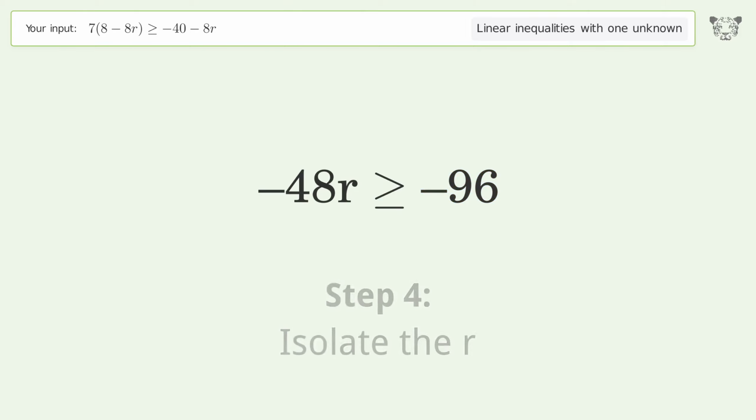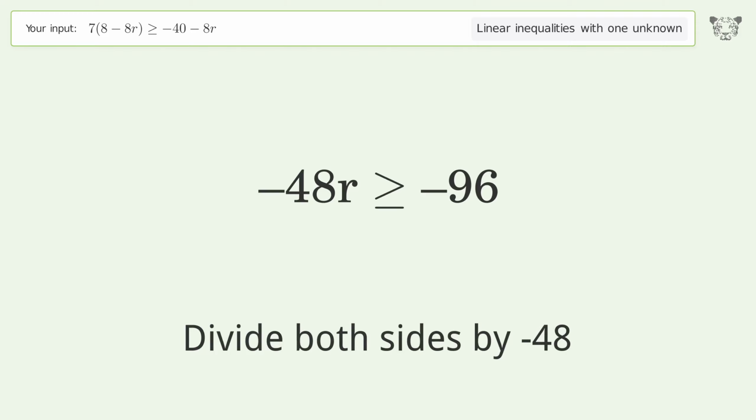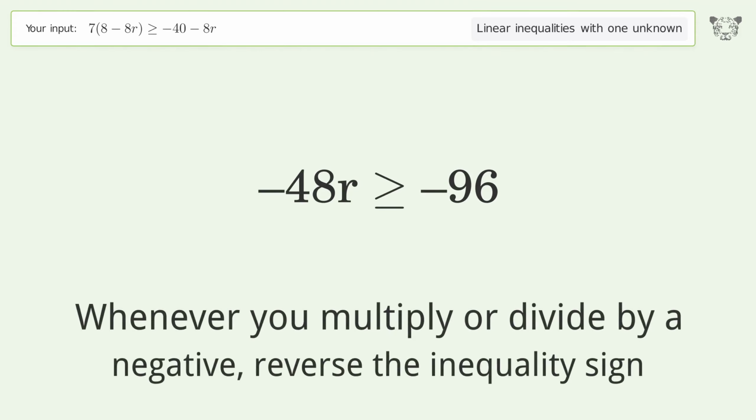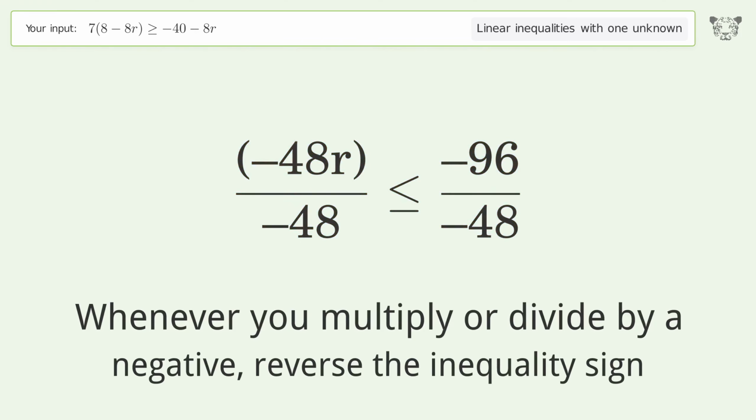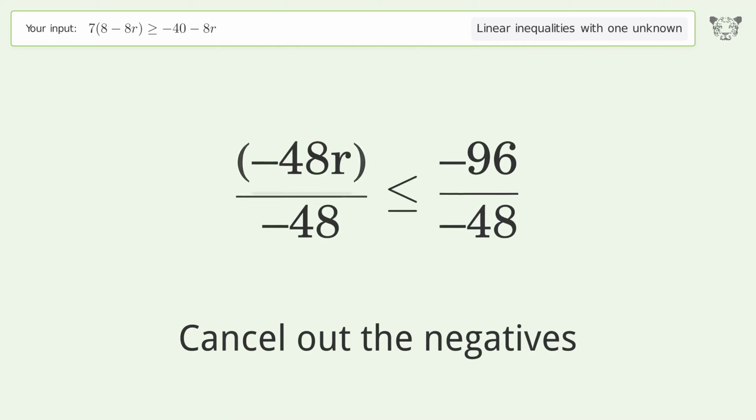Isolate the r. Divide both sides by -48. Whenever you multiply or divide by a negative, reverse the inequality sign. Cancel out the negatives.